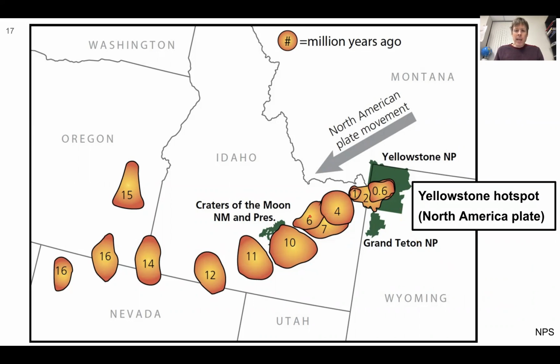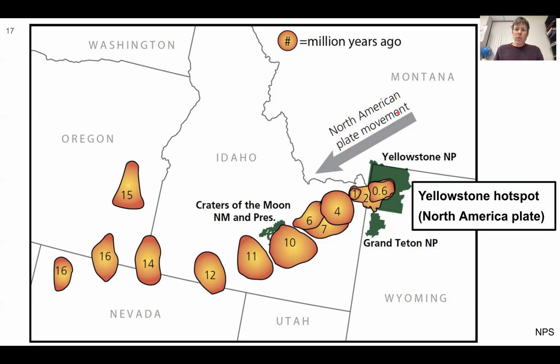showing the number, which is the age of the volcanic rock material associated with an eruption, in millions of years ago. So 16 million years ago, 15, 16, 14, 12, 11, all the way up here where the last eruption was some 600 or so thousand years ago. This shows Yellowstone National Park, the dark green park boundary. And this would be the Yellowstone hotspot.